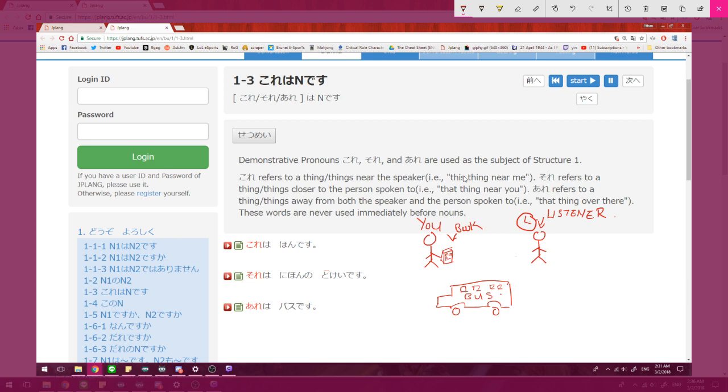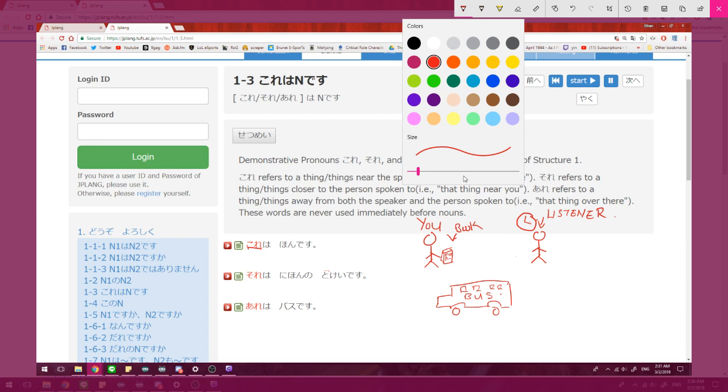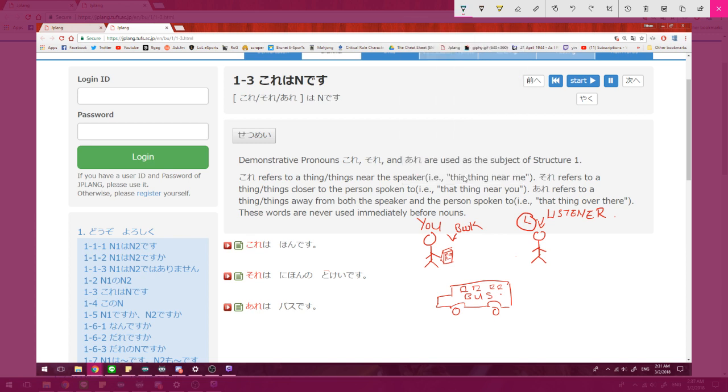If you have a book next to you, right? You say this is a book, correct? So in Japanese, kore means this. Let's change the ink now. Let's change it to blue. Okay, so now you say this, right? And then this is now the topic, right? Because wa indicates topic. And then hon desu, this book. Full stop, right? So in English, we have to fill in the blanks by saying this is a book.